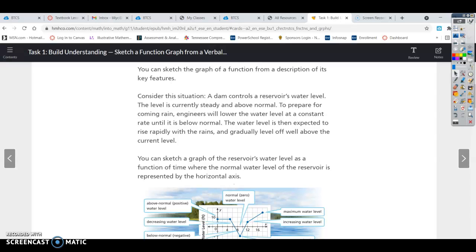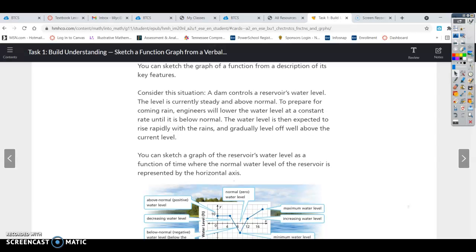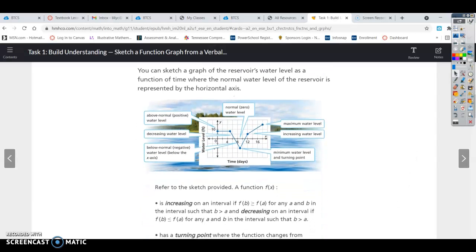The water level is then expected to rise rapidly with the rains and gradually level off well above the current level. You can sketch a graph of the reservoir's water level as a function of time, where the normal water level of the reservoir is represented by the horizontal axis. All right, so this is kind of an example of how they've sketched the graph.